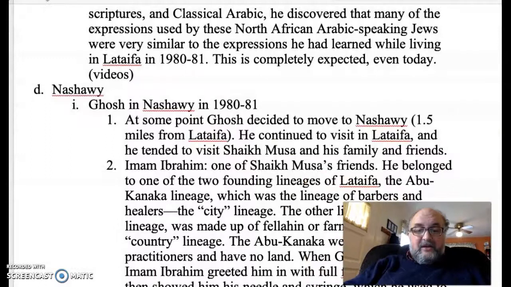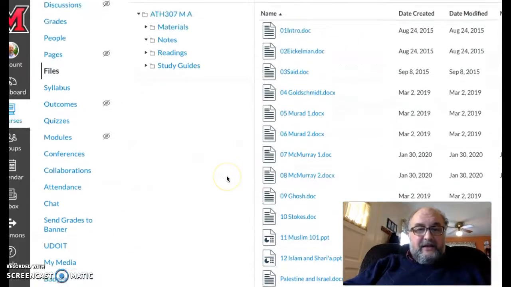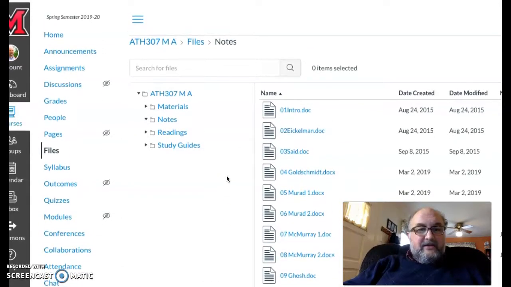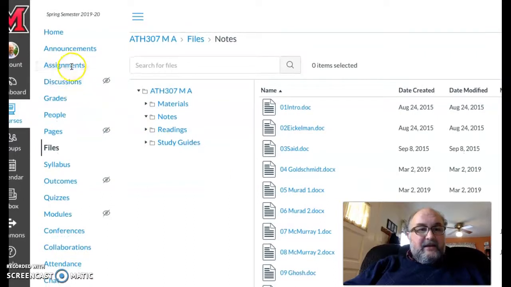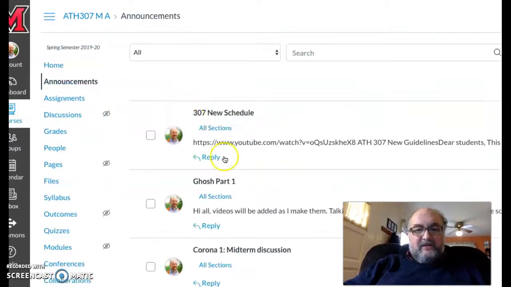If you go to your email, check your email, and you'll find information. Also, you can look on Canvas. If you go to Canvas, you will find an announcement telling you about how we're going to do the rest of the semester. It says 307 new schedule, and all sorts of information.